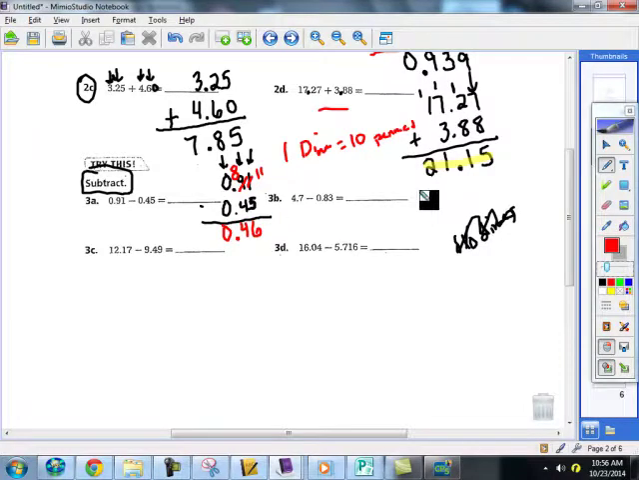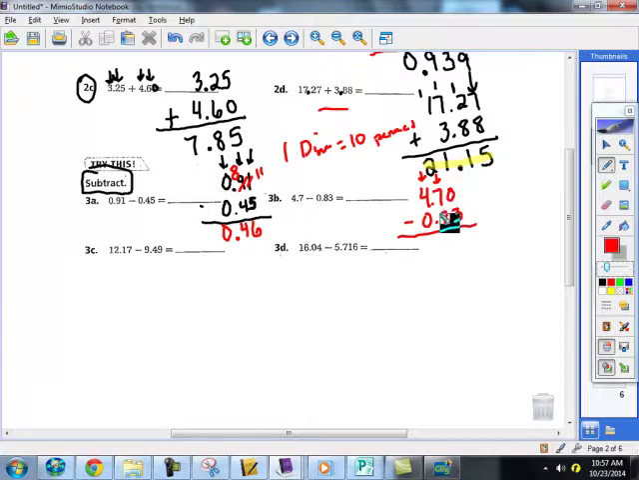Okay, same thing here. 4.7 minus 0.83. Okay, so again, we got to put a 0 in there. Remember, 4.7 is the exact same thing as 4.70. And if you think about it in terms of money, if you have 4 $1 bills and 7 dimes, don't you have $4.70? I hope you're saying absolutely.